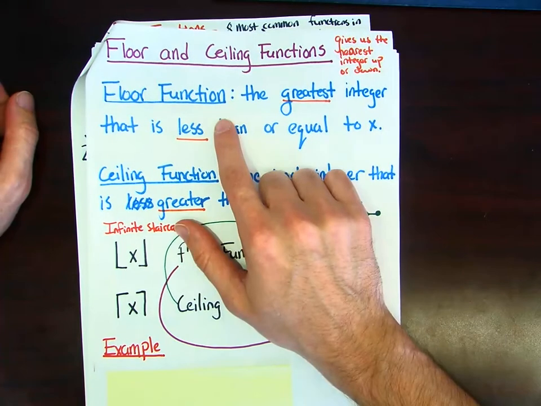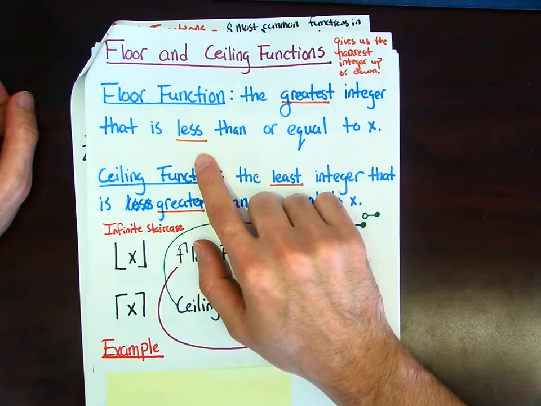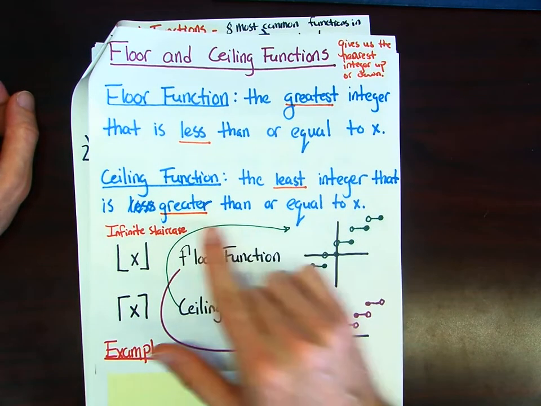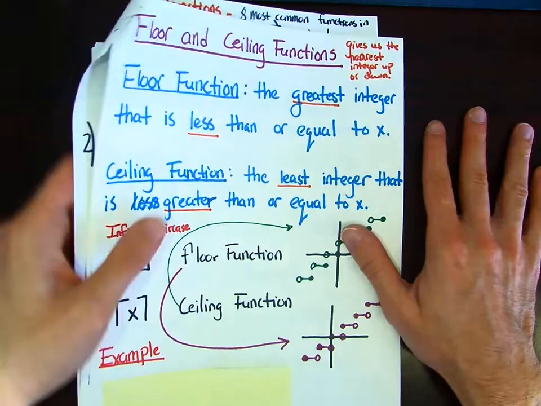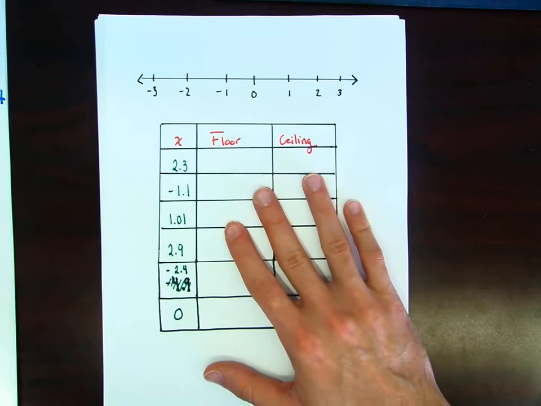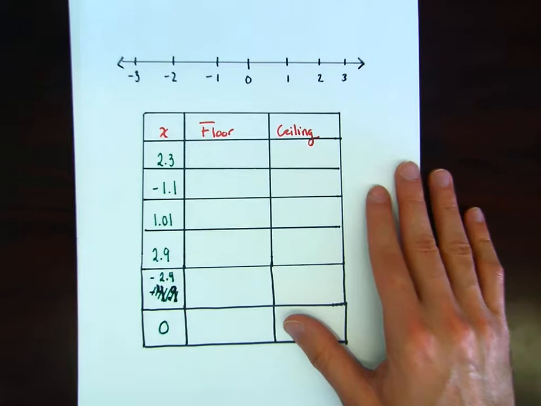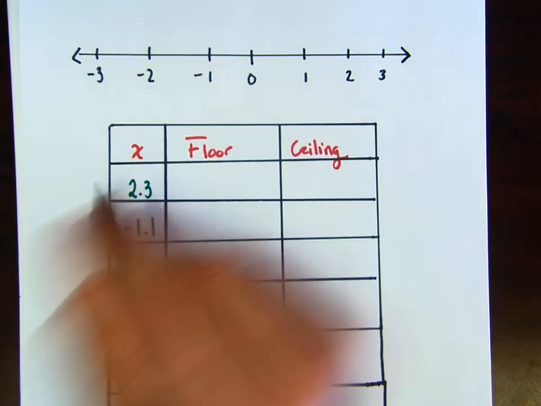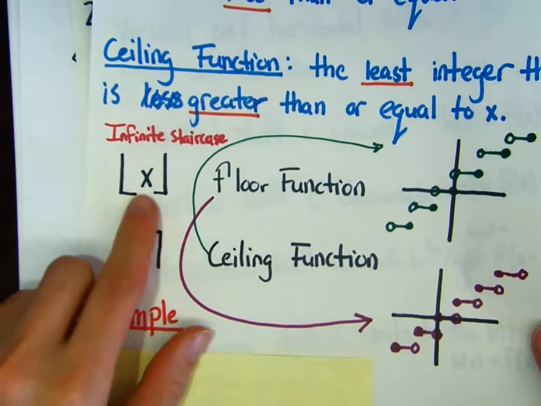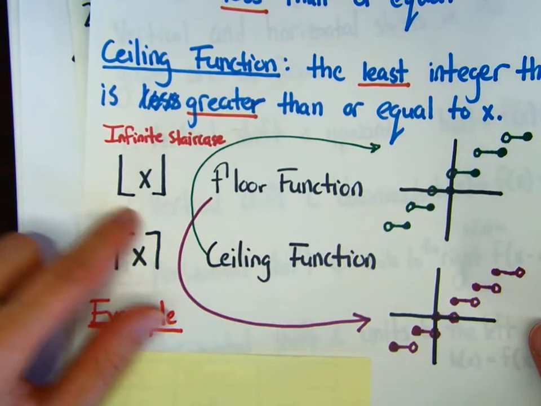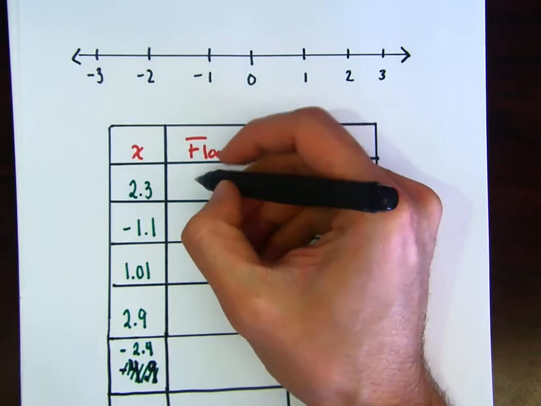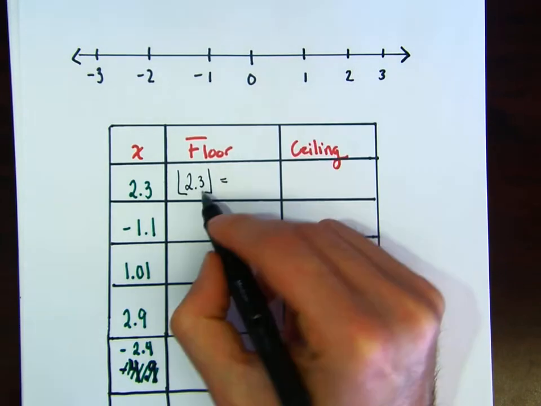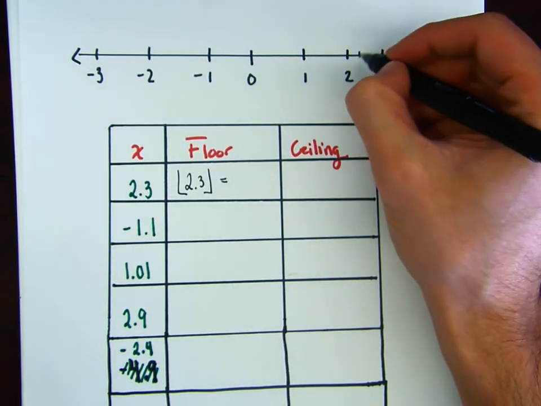A floor function is the greatest integer that is less than or equal to x. A ceiling function is the least integer that is greater than or equal to x. So what on earth does this mean? Let's take a look at this diagram over here. Let's say I wanted to do the floor of 2.3. If I have the floor function of x, notice this symbol here. If I show the floor of 2.3, what this is telling me is, where is 2.3? On the number line, 2.3 is over here.